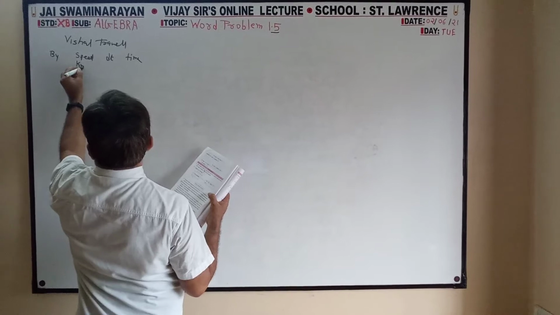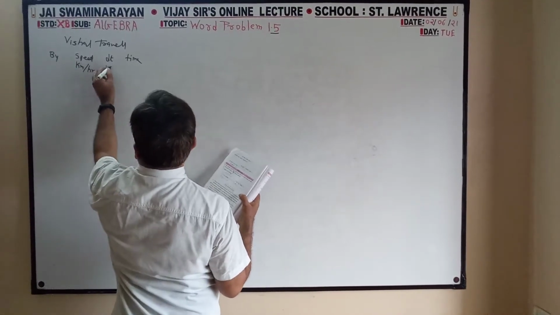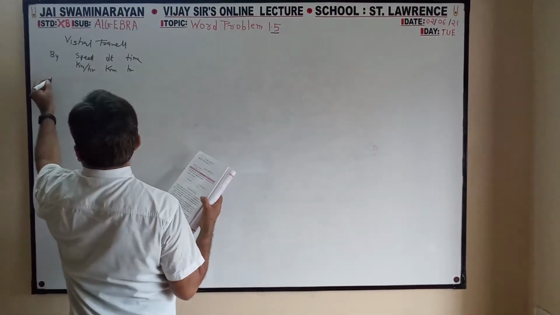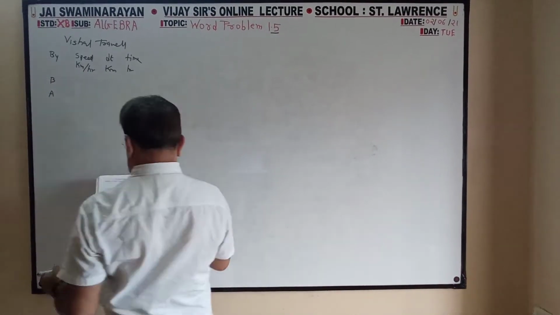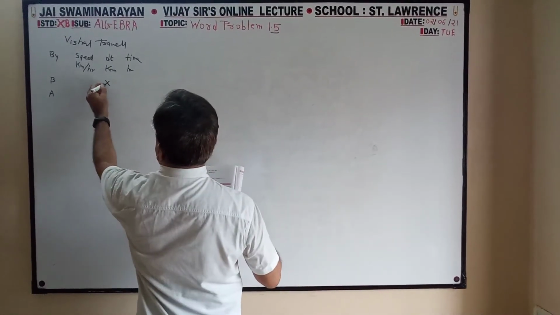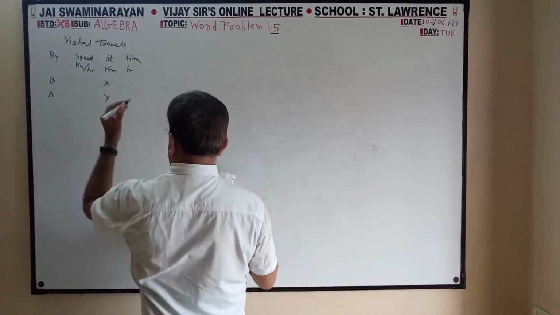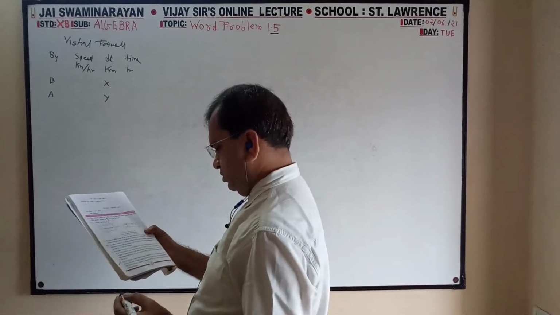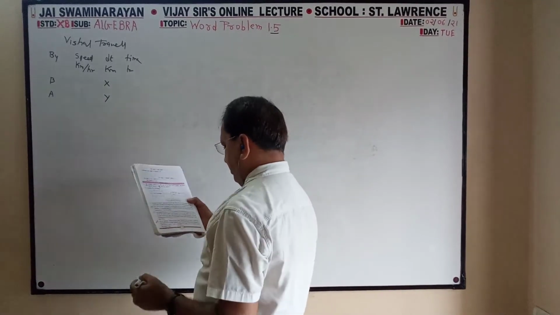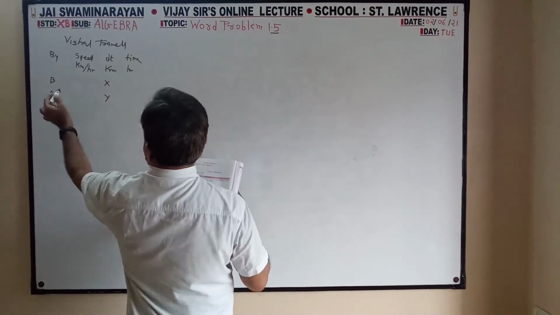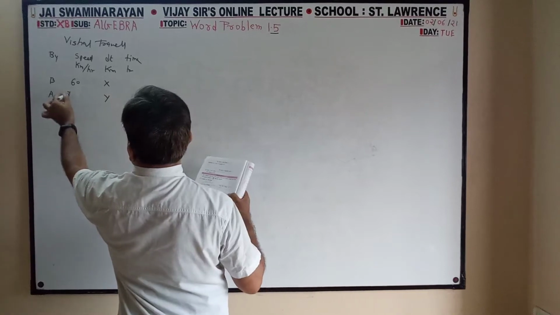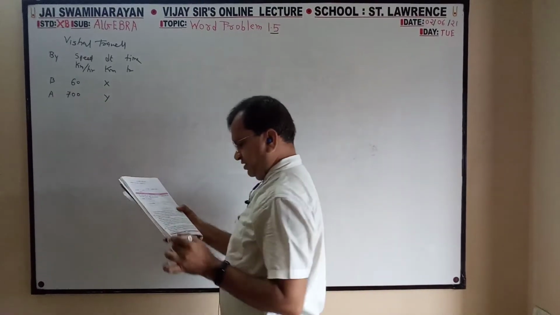Speed in kilometer per hour, distance in kilometer, time. By bus, by aeroplane. Some distance by bus, that we don't know. Some distance by aeroplane, that we don't know. Bus travels with the average speed of 60 km per hour. Aeroplane 700 km per hour. Given.